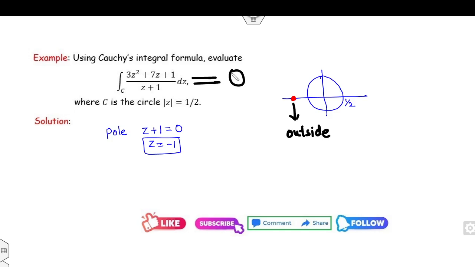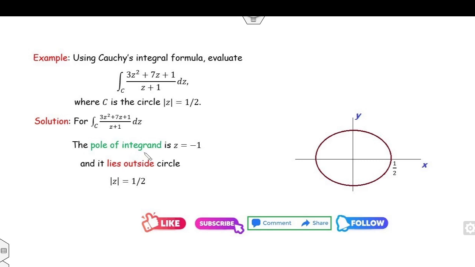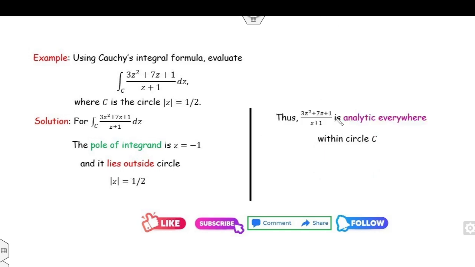Fine. And how can you write this in the examination? You can write: the pole of the function is z equal to minus 1, which lies outside the circle. Therefore, the given function is analytic everywhere. Hence, the integration is 0.